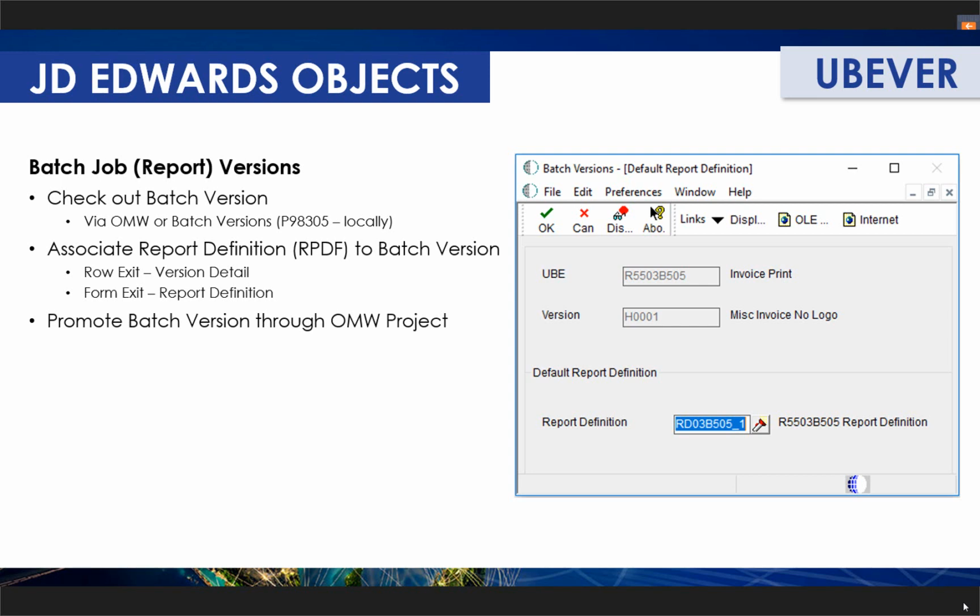From there, you choose a row exit and go to the version detail. You need to select the report version itself, select the row exit, and go to that version detail. From that version detail program, you do a form exit and go to report definition, which you see on the screen there. Do a quick lookup and you can attach that report definition object to the version itself. You're then going to want to make sure that you promote that batch version through your OMW lifecycle, so you have to move it out of your default project into a normal OMW project and move that over. So those are the three building blocks that will get that information out to your users.